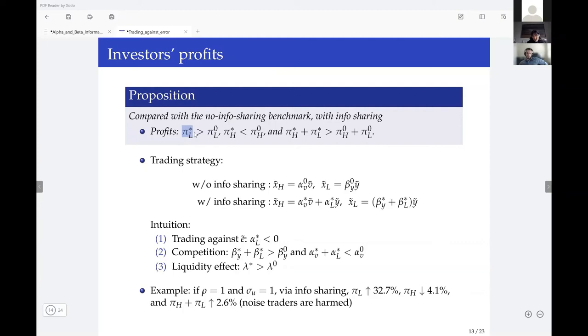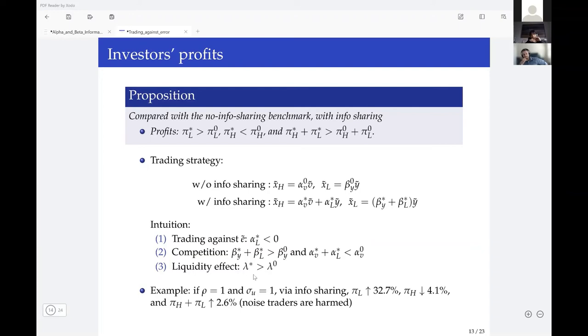Here, I want to explain more because this result is also very counterintuitive. Why is that the case? Let's look at my example. Suppose L investor's information precision is given by Y. After the information sharing, L investor's profit will increase by 30%. H investor's profit will drop by 4%. Overall, their profit will become higher. So what's driving this result?